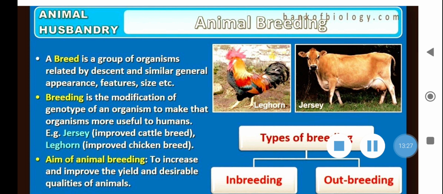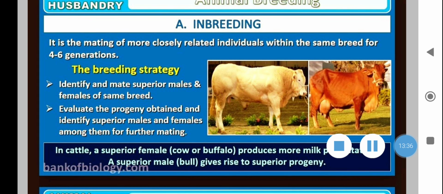Now what is the aim of animal breeding? To increase and improve the yield and desirable qualities of animals. There are various types of breeding. The very first one is inbreeding. It is the mating of more closely related individuals within the same breed for 4 to 6 generations. So just remember that it is a mating of more closely related individuals within the same breed for 4 to 6 generations.